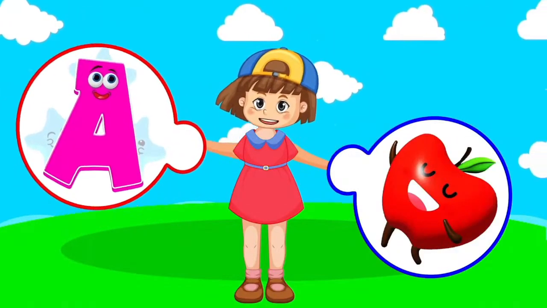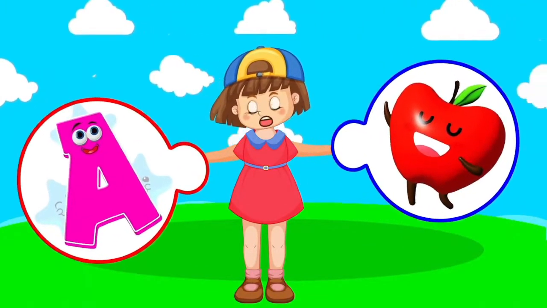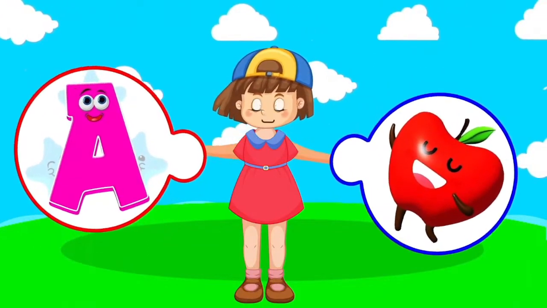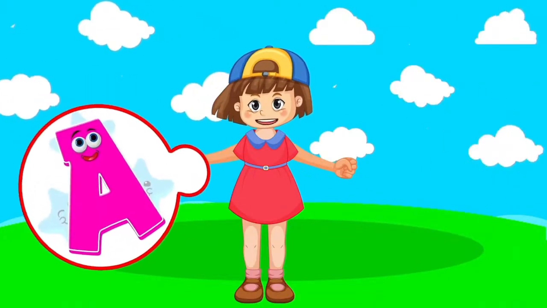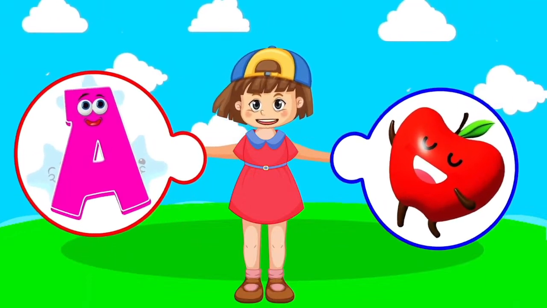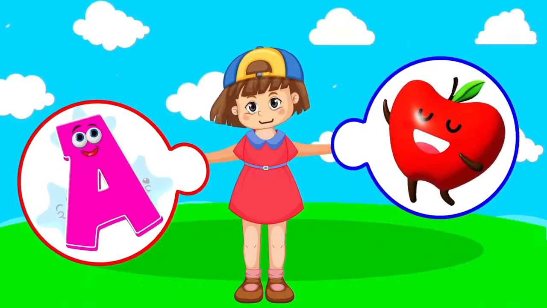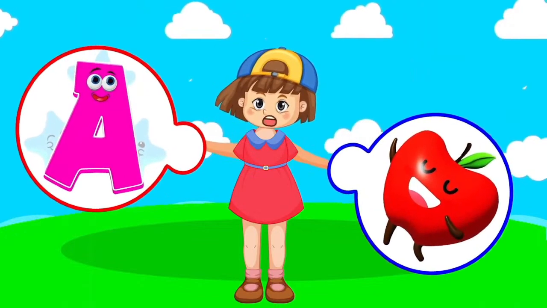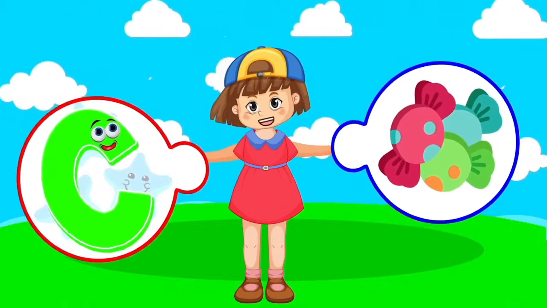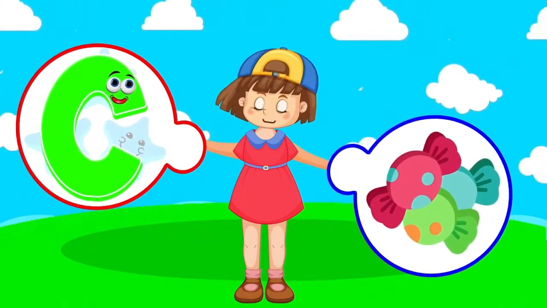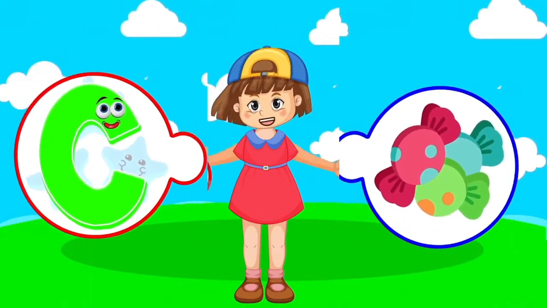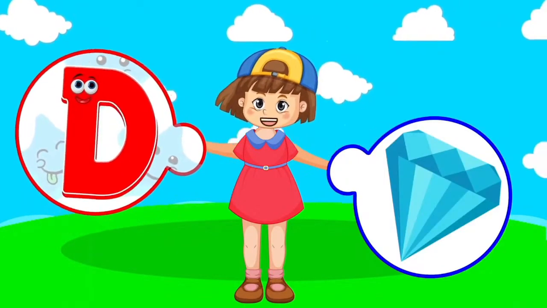A is for apple. A, apple. B is for baby. B, baby. C is for candy. C, candy. D is for diamond.